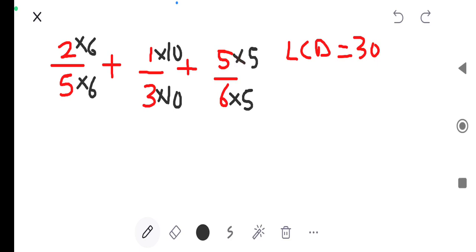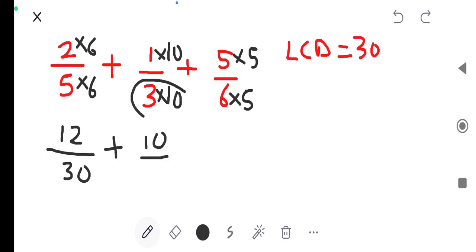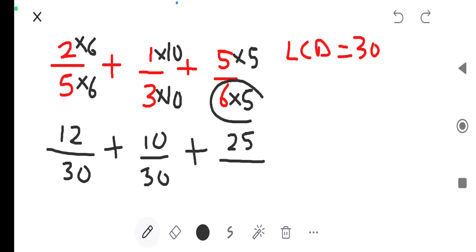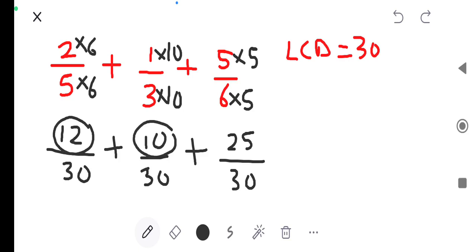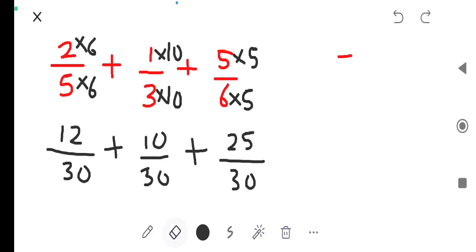Then you multiply. 2 times 6, that will give you 12, over 5 times 6, that gives you 30, plus 1 times 10, that is 10, over 3 times 10, that is 30, plus 5 times 5, that is 25, over 6 times 5, that is 30. Then you add the numerators together. So you do 12 plus 10, which is 22. Then 22 plus 25, that will give you what? 47.